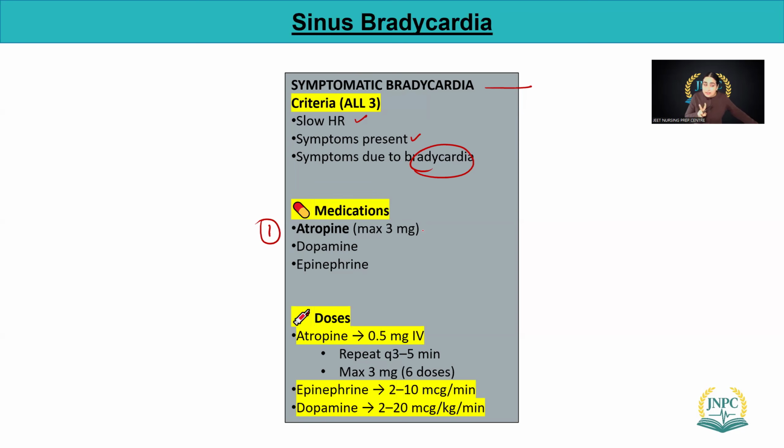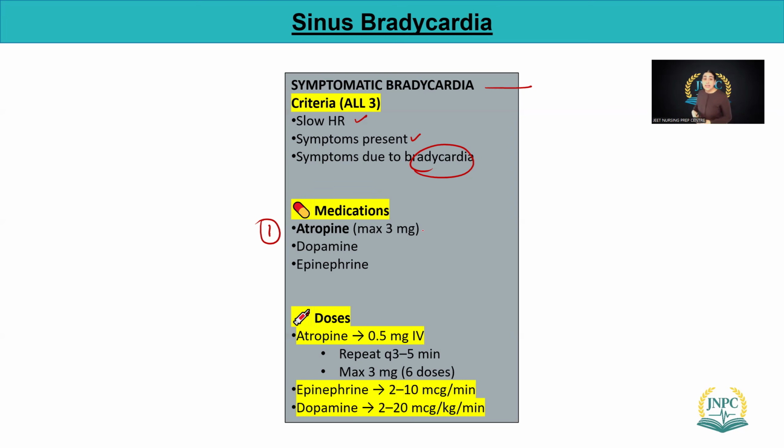But another thing that atropine can do, it is anticholinergic as well. And we all know what anticholinergic means. Anticholinergic dries out the secretions, right? It cannot be given in glaucoma, cannot be given if the patient is having constipation. Can we give atropine to pregnant ladies? No, right? It is contraindicated.